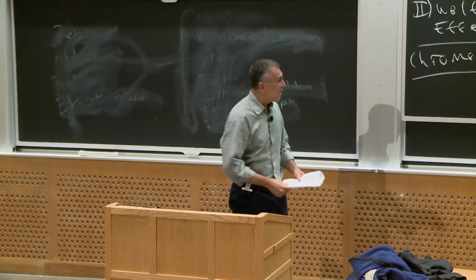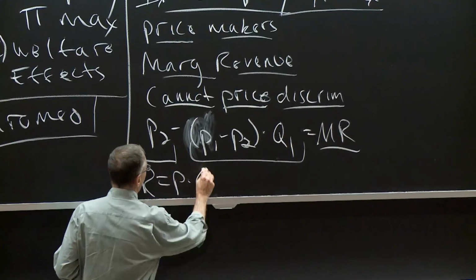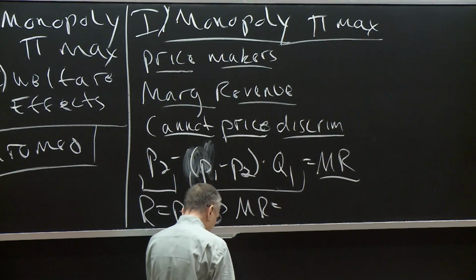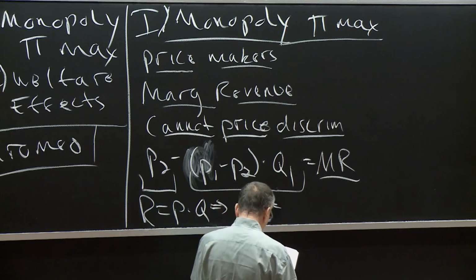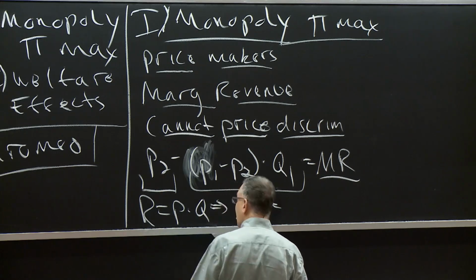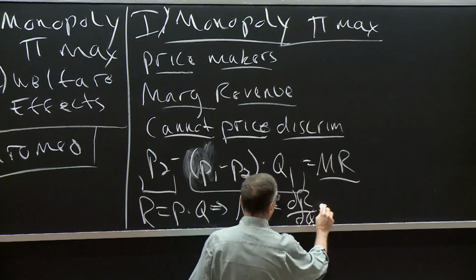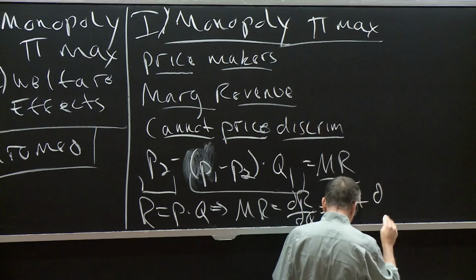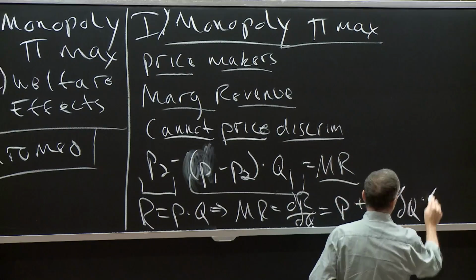So in other words, more generally, if you write revenue as P times Q, then marginal revenue is dR/dQ. Okay, if you take the derivative with respect to Q, it is dR/dQ. Well, that equals P plus dP/dQ times Q.